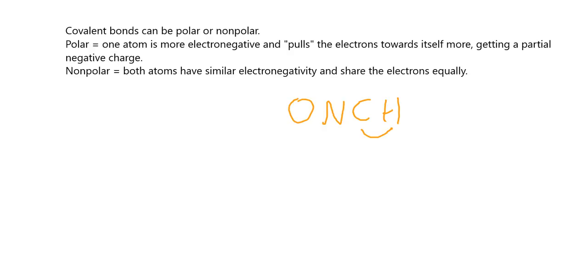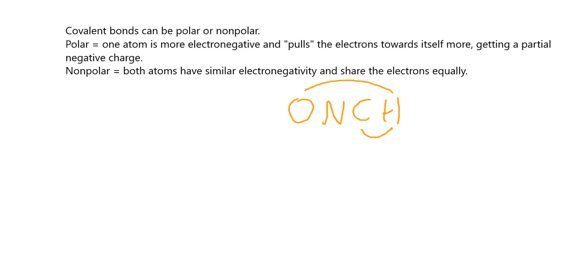Also, if you have two of the same thing sharing, they're going to be equal. So if you have two oxygens sharing with each other, they're going to share equally because they're both oxygens. They're equally attractive to electrons. But if you have something like oxygen sharing with hydrogen, the electrons like the oxygen a heck of a lot more than the hydrogen. And so the oxygen is going to sort of pull the electrons toward itself, and they're going to go around the oxygen more often than the hydrogen.